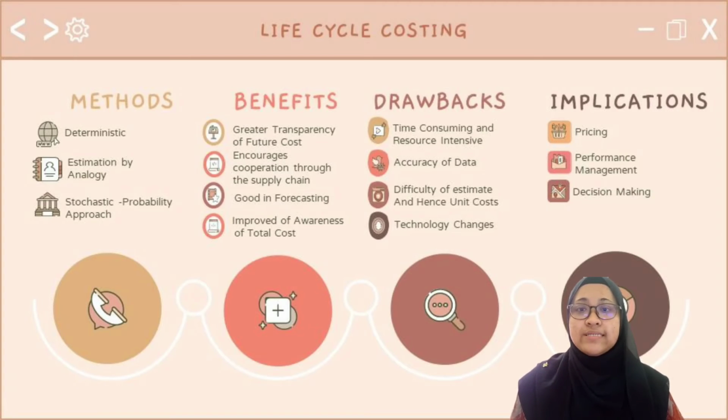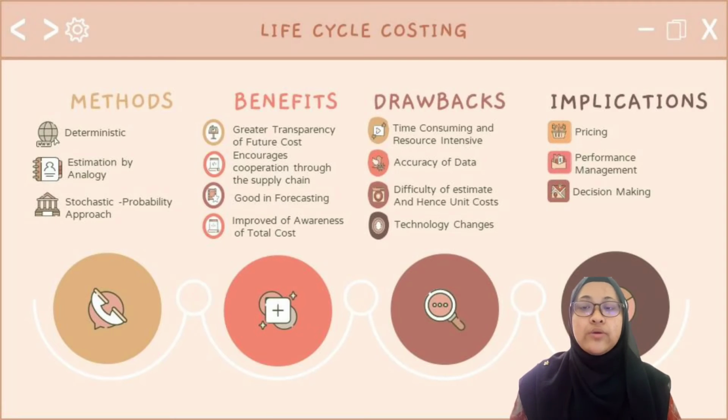However, life cycle costing also has some unavoidable drawbacks, which are that it is time-consuming and resource-intensive. If detailed cost estimates are to be obtained for every stage of the product life cycle, it adds more time to the new product development process, especially if third parties in the supply chain are to be involved.